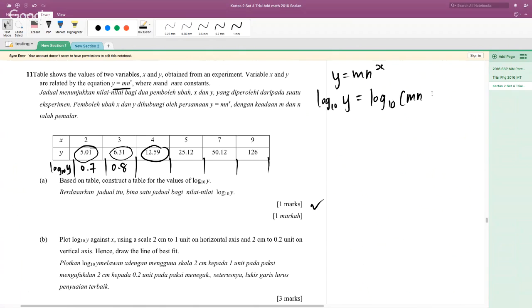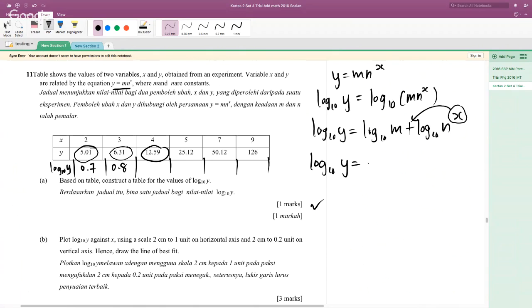Oops, the x is for n only. Okay, so because I want again x, that means I want to make x as my x here. All right, so it's very hard to say. Okay, this is log 10m plus log 10n power of x. And then we know actually power of x we can move in front, isn't it?